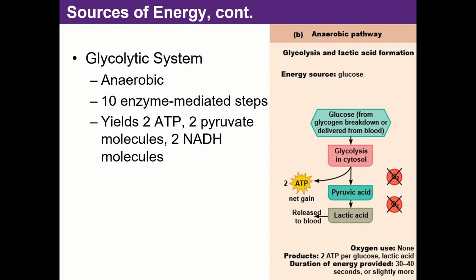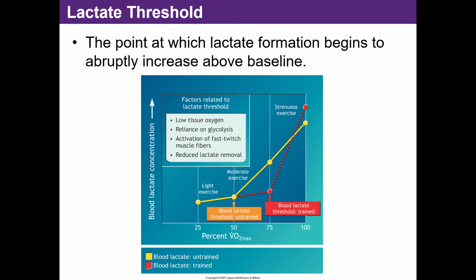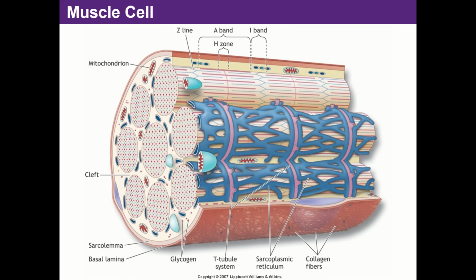So those are the fastest 2 ways to remake ATP. 1 step phosphocreatine, 10 steps glycolytic. Phosphocreatine can't store much. The glycolytic system generates lactic acid, so it's limited by the acidity. All of the anaerobic stuff happens out here in the cytosol, which in a muscle cell is called the sarcoplasm. So everything anaerobic happens out here.